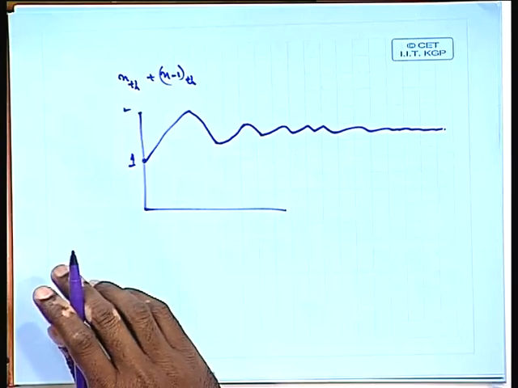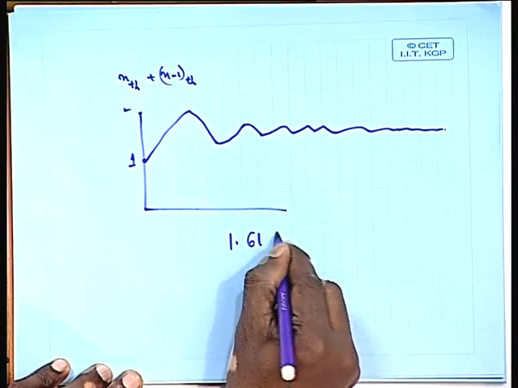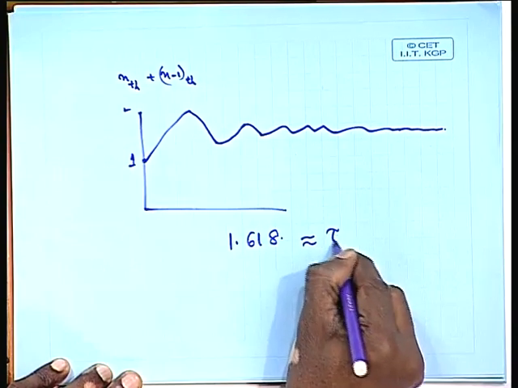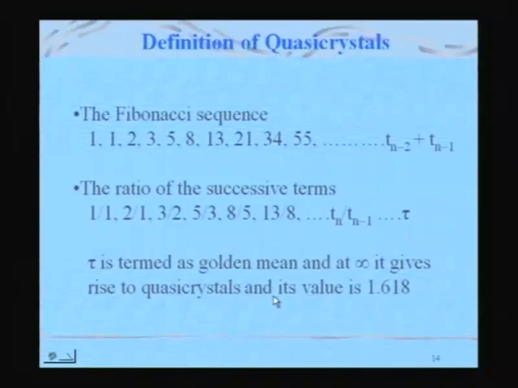And what is that constant value? That is what is called the golden mean, which is equivalent to 1.618, which is called tau, and that is what is called the periodicity of a quasicrystal. So, the periodicity in a quasicrystal is given by this golden mean. That means there are always atoms arranged in such a way that they repeat after some time.